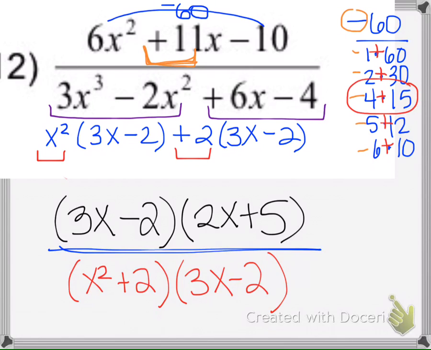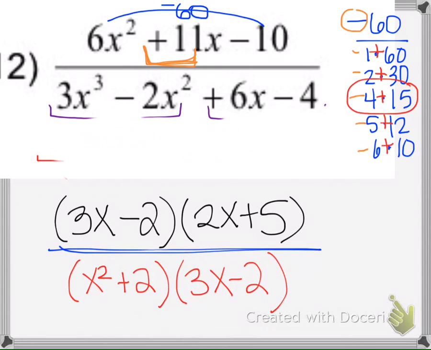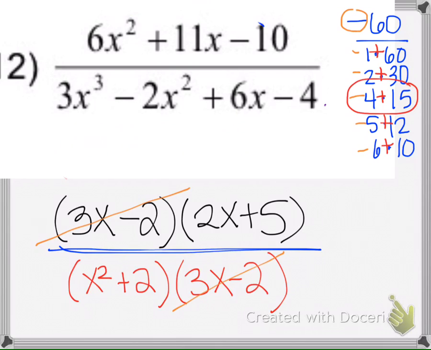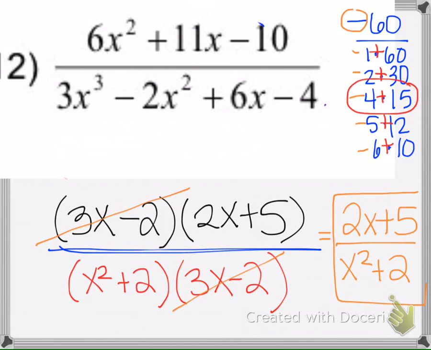So then this cannot be factored further because nothing multiplied by itself is x squared or 2, plus there's a plus in between, so we cannot factor this one further. So now anything we see in the numerator we can cross out in the denominator here. So a 3x minus 2 with a 3x minus 2, and so we're left with 2x plus 5 over x squared plus 2. And that would be our final answer.